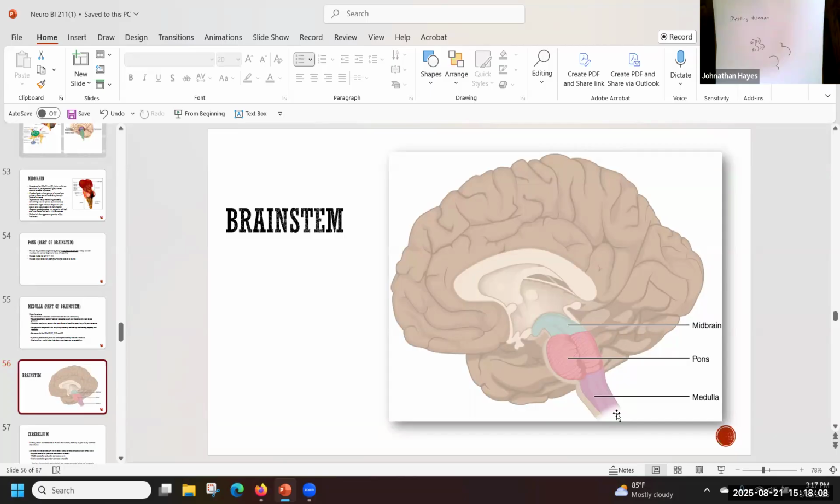So that's why it's called a medulla. It's in the middle. So if cord's right here, and let's say the brain is all up here, the medulla is right in the middle.